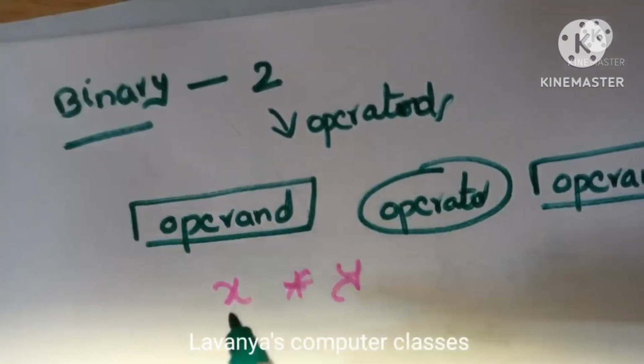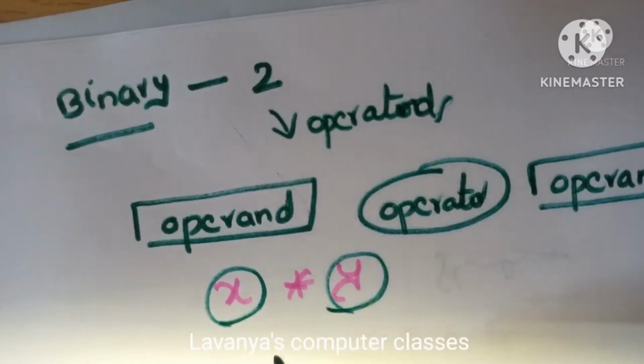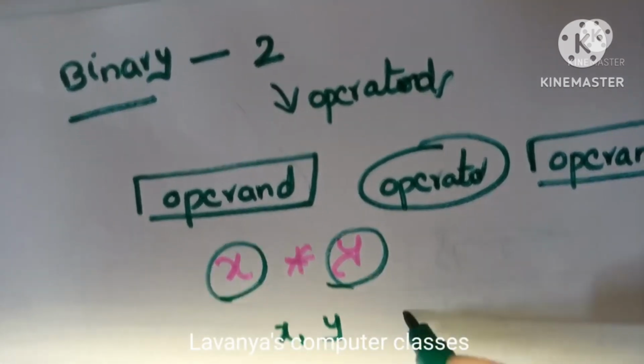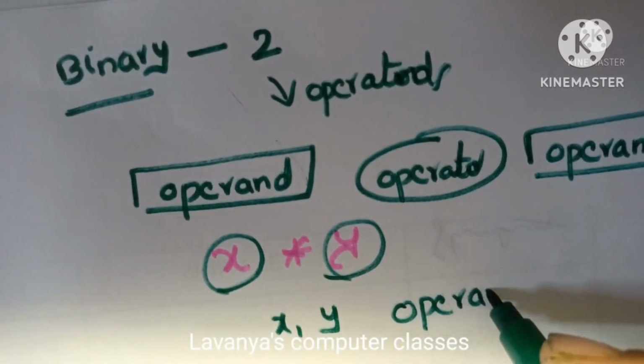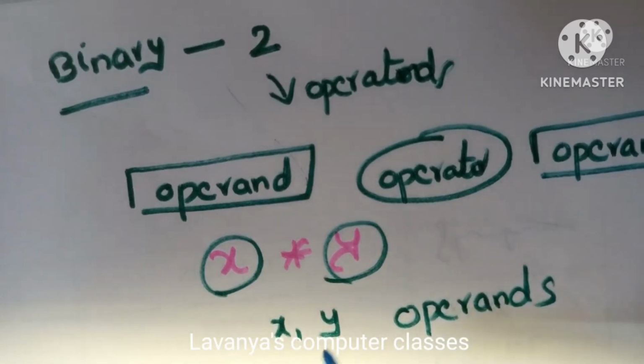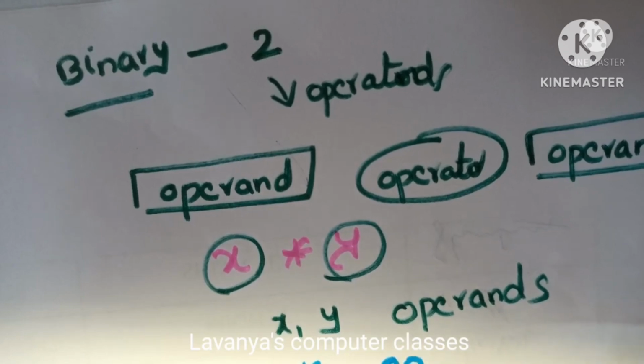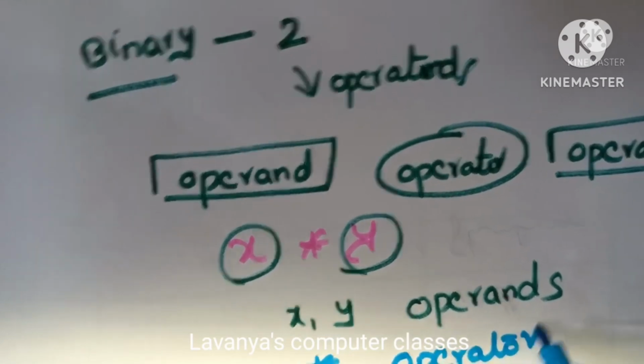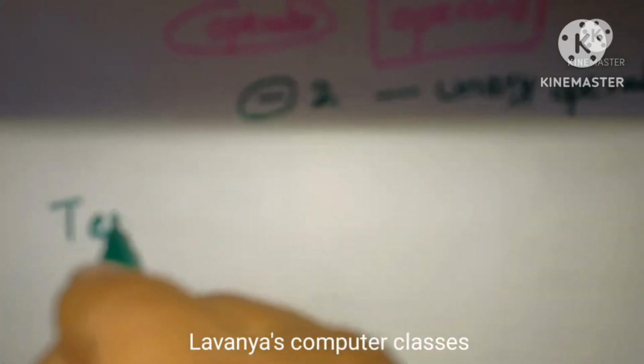Example, x into y. X and y both are operands. Into, multiplication, is an operator. It is a special symbol. Its task is the multiplication of the 2 values. That is called a binary operator.